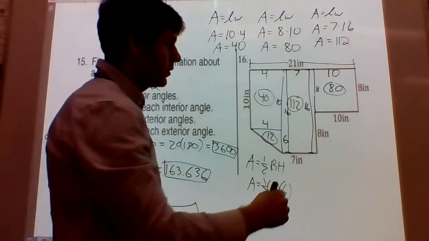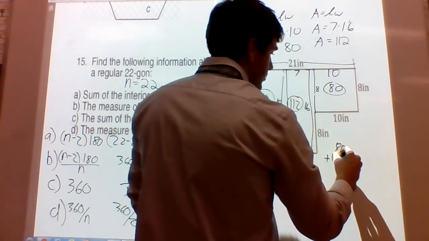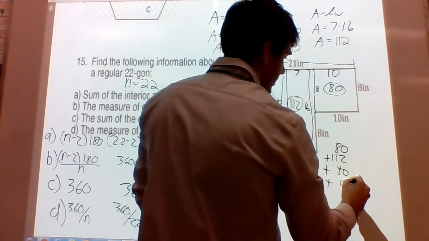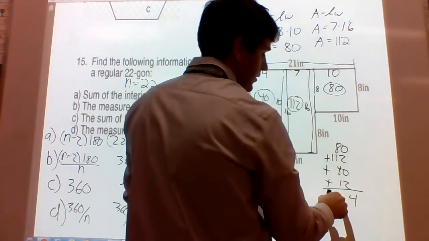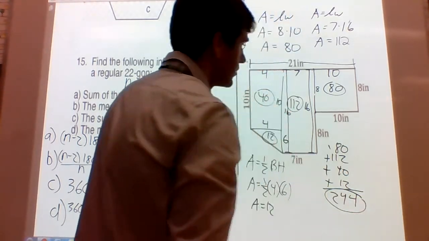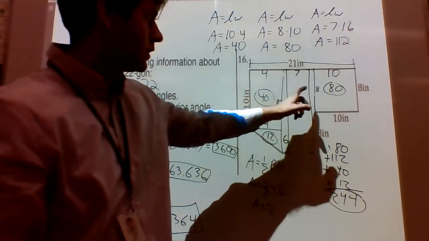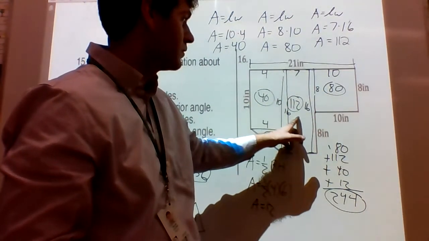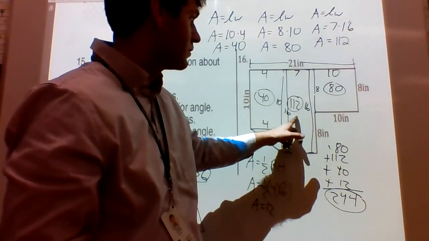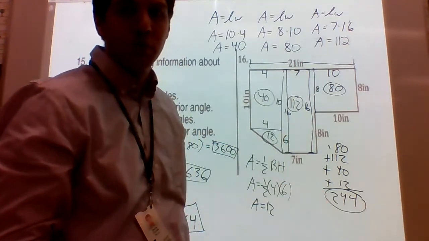So to find the whole area, we have to add them together. So 80 plus 112 plus 40 plus 12. So that's going to be 244. Right? 120, 320, 220 plus 12. So 220 plus 24 is 244.